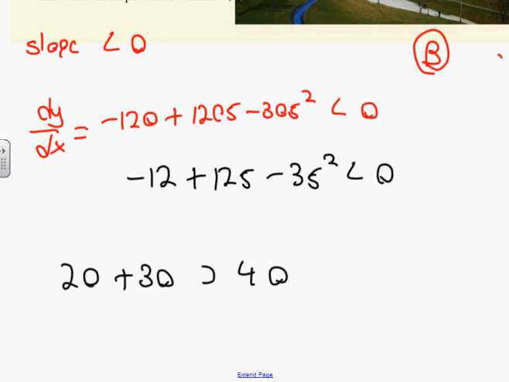So an example would be if I was to multiply the whole thing by 4, I'd get 80 plus 120 is greater than 160. See, multiplying by positive numbers and dividing by positive numbers doesn't affect it, Sean.